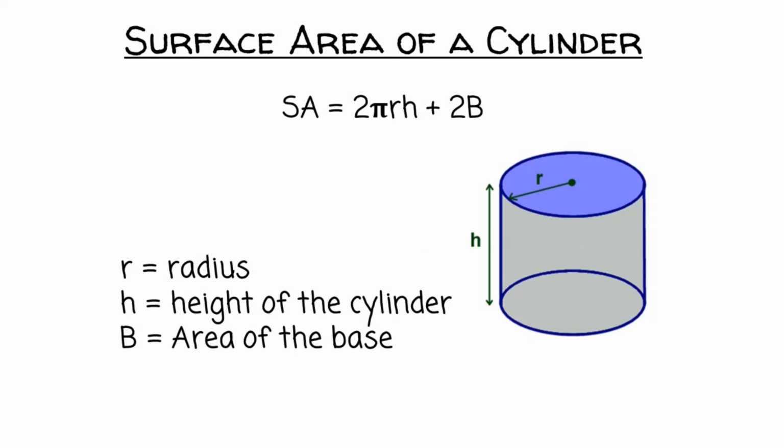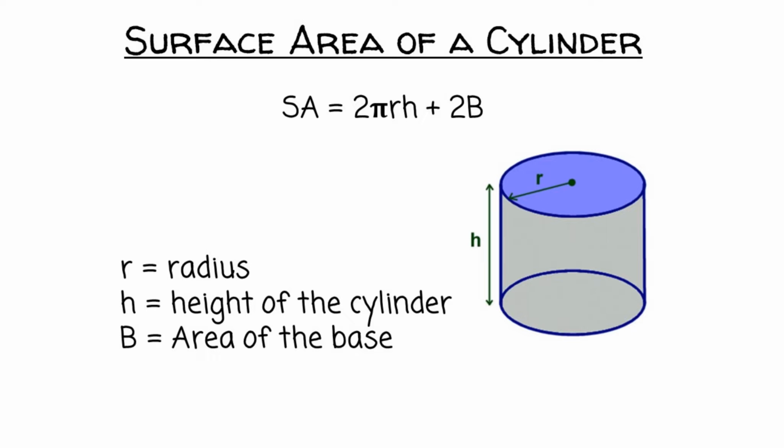We're going to find the surface area of a cylinder. So the surface area of a cylinder can be found by taking 2 pi r times h, so the circumference times the height of the cylinder, plus 2 times capital B. That capital B really stands for the area of the base. In our case, it's going to be pi r squared.